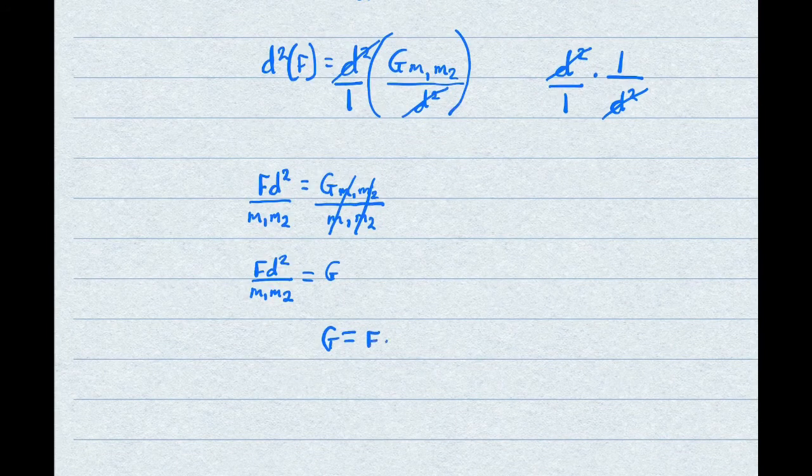You're just having them switch sides. So the g will be on the left, and everything else will be on the right. And this way you've solved for g. And that would be your answer. We'll look at more examples in upcoming videos.